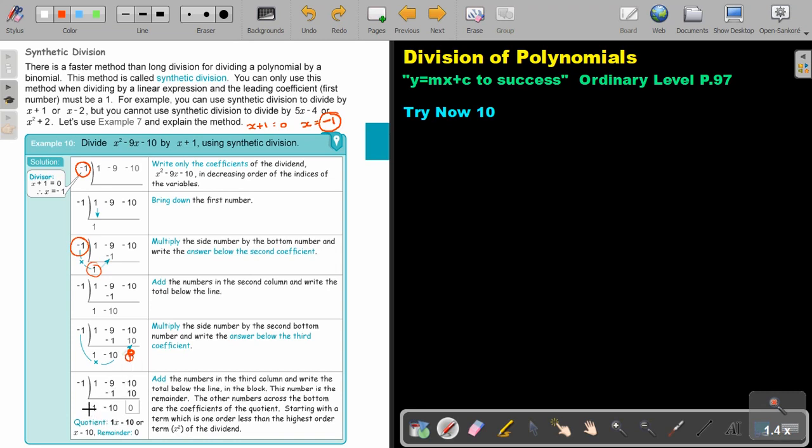And then I basically just write it like this. So add the numbers in the third column and write the total below the line in the block. There's the 0. The number is the remainder. The other numbers across the bottom are the coefficients of the quotient, starting with a term which is one order less than the highest order. So if the highest order was x to the power 2 in the dividend, you're just going to have x. So put an x there. And then minus 10. So it's actually just x minus 10 with a remainder of 0.